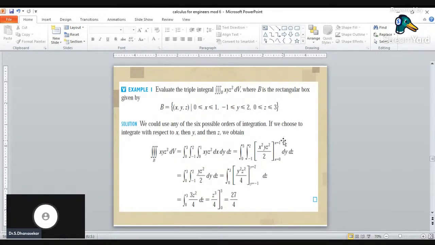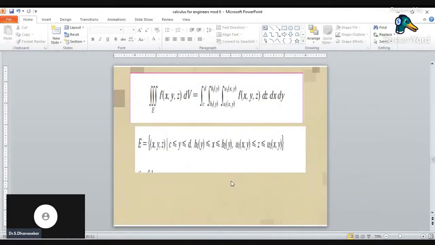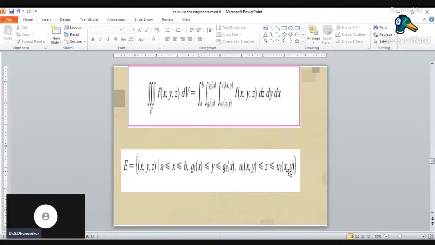Okay. Now an example is given: 0 to 1, minus 1 to 2, 0 to 3. So integration 0 to 1, integration minus 1 to 2, integration 0 to 3. First I will integrate with respect to x. So y z square will be constant. So it will be x square by 2. Apply the limit. Then integrate with respect to y, apply the limits. Then integrate with respect to z, apply the limits.